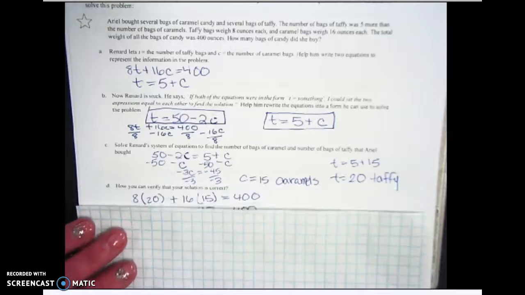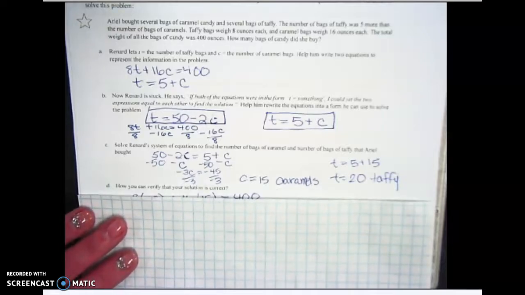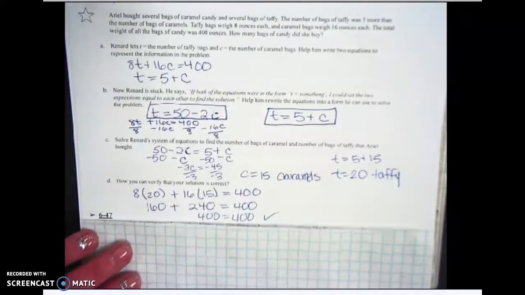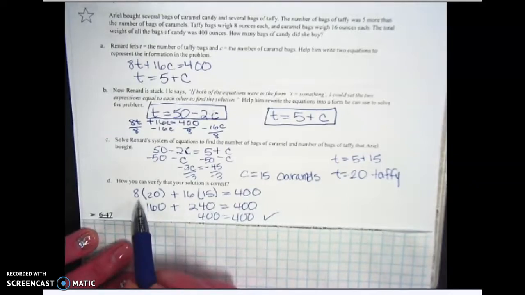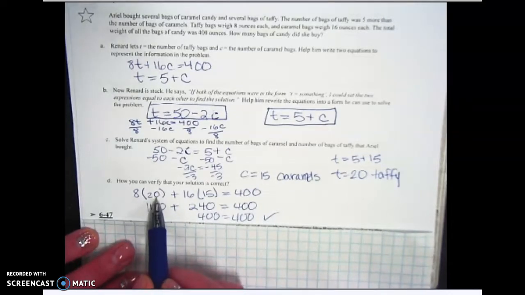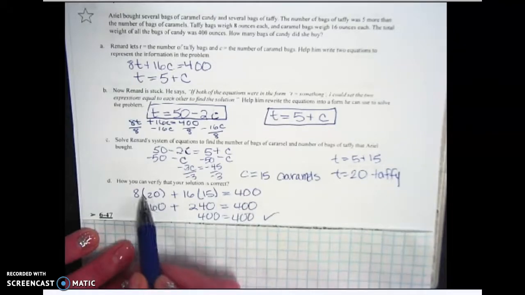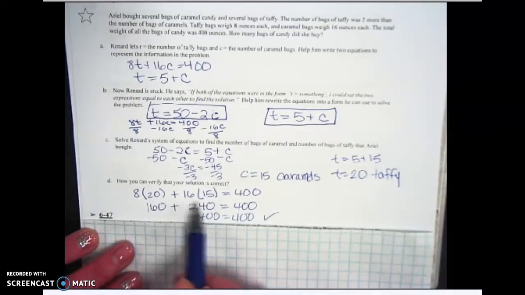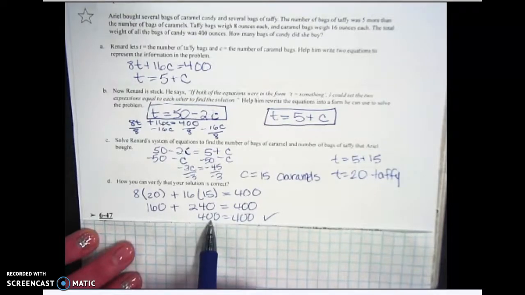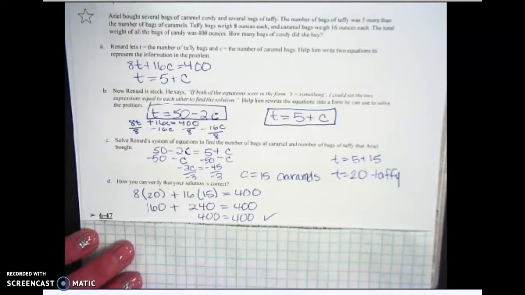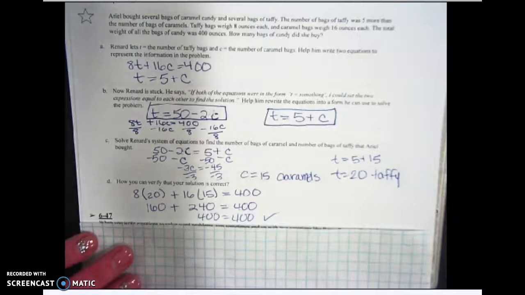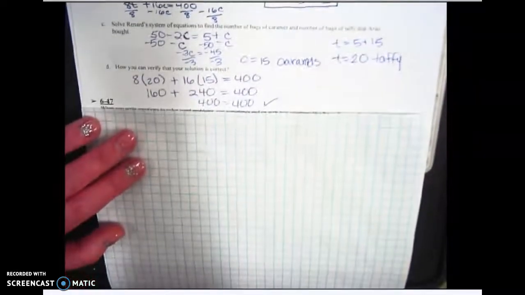Okay? Part D, how can you verify that your solution is correct? We're just going to plug it back in and make sure it's correct. If we have 8 times 20 plus 16 times 15, it should be equal to 400. So 8 times 20 is 160. 16 times 15 is 240. So 160 plus 240, we got 400, which is how many bags they told us to start with. Okay? That's how you check it. You just plug your numbers back in and verify that it's going to work. Okay?